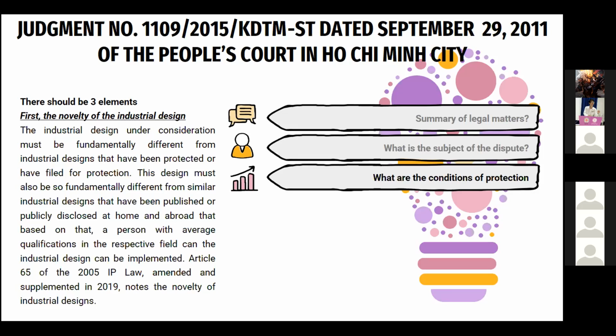A person with average qualification in the respective field can implement the industrial design. To evaluate the novelty of an industrial design in an application, a comparison of the set of basic design features of that industrial design with the set of basic design features of similar industrial designs must be made, using the closest duplicate or similar design as a reference industrial design found during information search.